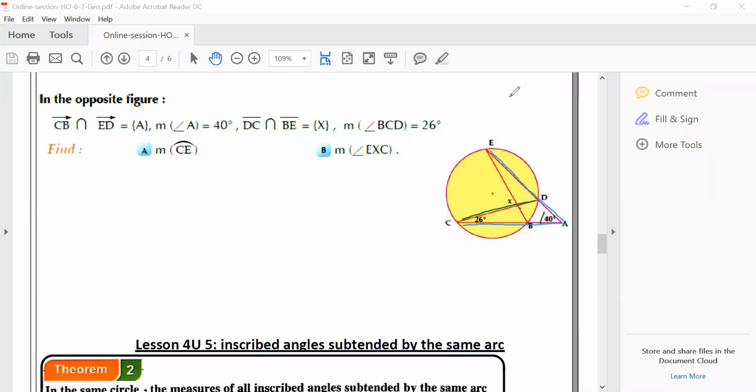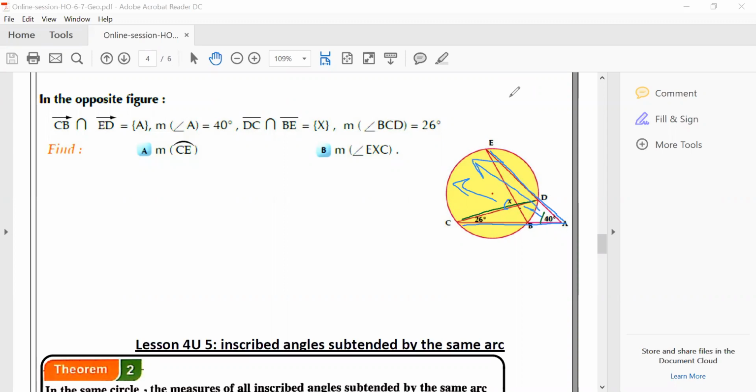Again, quickly, if they are intersecting inside, the measure of the included angle equals half the sum of the two opposite arcs, which are in opposite directions of the angle. But if I want the angle outside, it will equal half the measure of the major arc minus the minor arc, which are both opposite to the same angle. But in this case, they are both in the same direction.